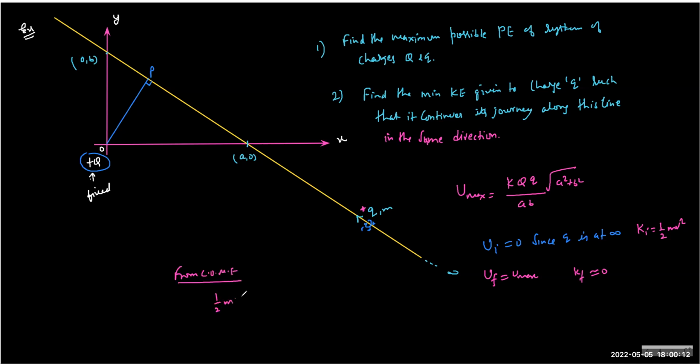From conservation of mechanical energy, we can add half mv square equals kqQq under root of a square plus b square upon ab. Okay, sir. And the rest, if you want, you can solve further, but this is the whole idea. If you have doubt in this, please do ask.